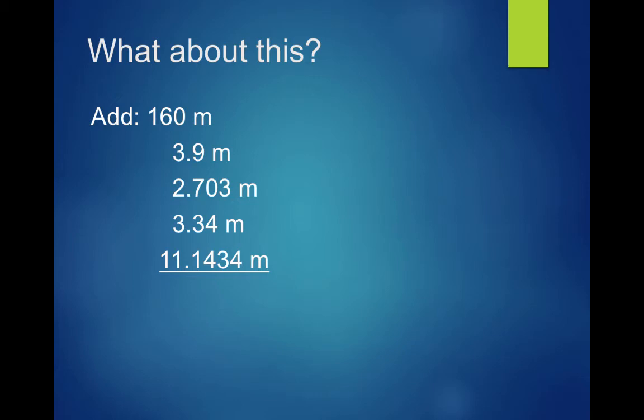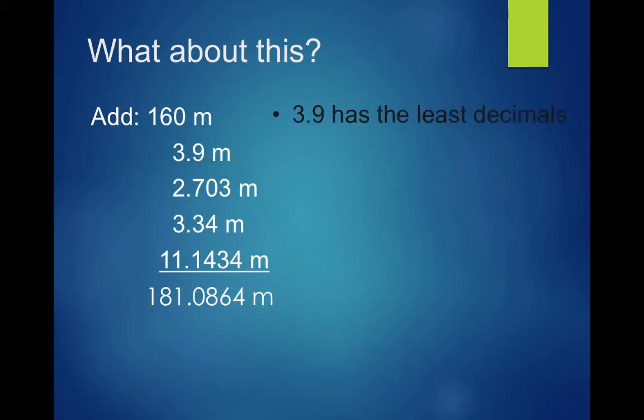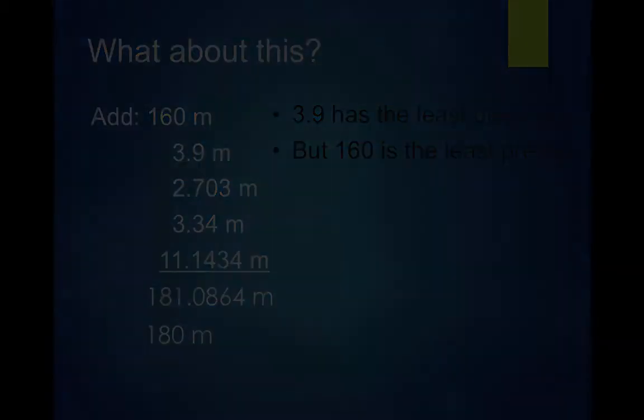Let's try this example. Plugging these numbers into our calculator, we get 181.0864 meters. Some people would identify that 3.9 has the least precision. However, the least precise measurement is 160 as it has no decimal value, so the least precision and the significant figures are 1 and 6. It's only significant to the tens. Our final answer must be rounded to the tens, which is 180 meters.